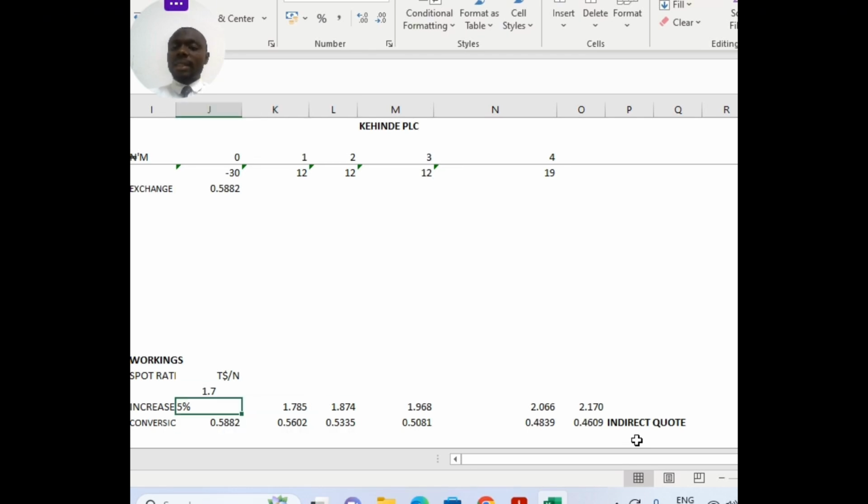Why do we divide? Because naira is on the right hand side. So at Dembe, we were told that we should leave it in TS. We are not going to divide. All we'll do is just multiply 1.7 times what we have, 1.8 times what we have, 1.9 times what we have, 2.0 times what we have, 2.1 times what we have. So we are not going to divide.